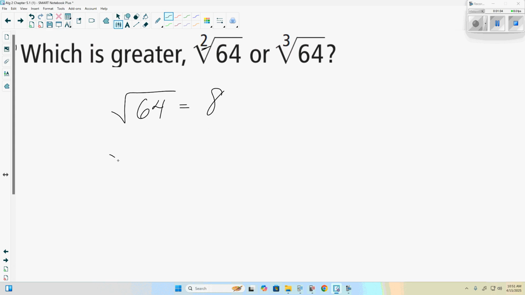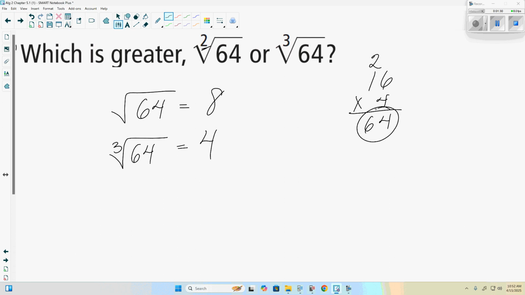Now the cubed root of 64, we're looking for a number times itself 3 times. The cubed root of 64 would be 4, because 4 times 4 is 16. And if we do 16 times 4, 4 times 6 is 24, 4 carry the 2. 4 times 1 is 4 plus 2 is 6, indeed 64.